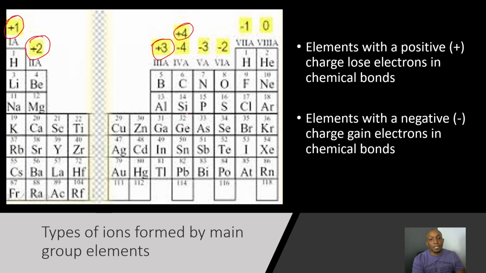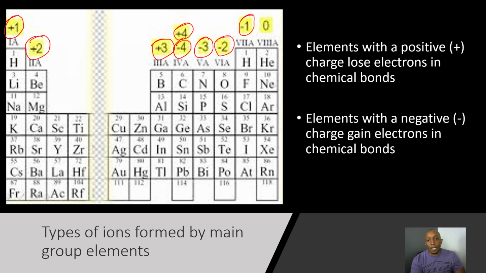And the reason why it's sometimes this column is because, depending upon the type of element these elements are bonding with, they may either form a positive or negative charge, which means they may either gain or lose electrons. And then if we also notice, elements with a negative charge gain electrons in chemical bonds. So that would also include the elements in this column, and the elements right here, here, and also in this column as well. And they will actually gain electrons, and that's what gives them that negative charge.